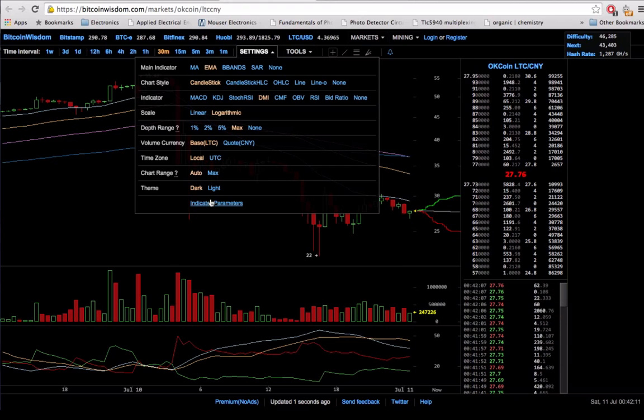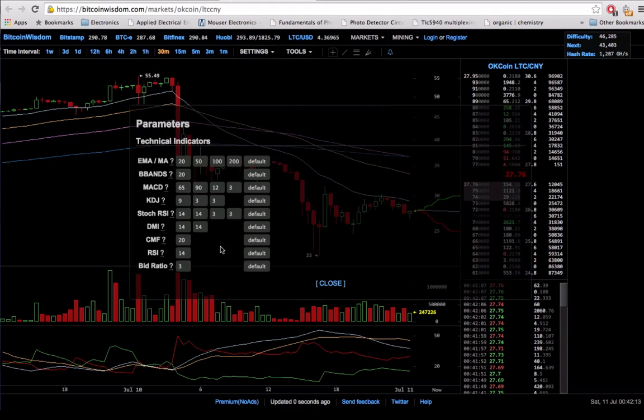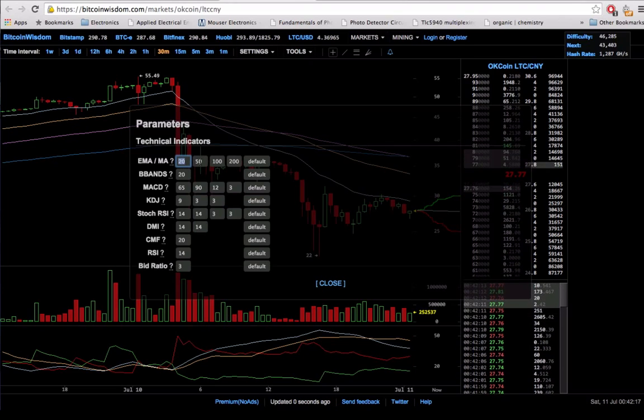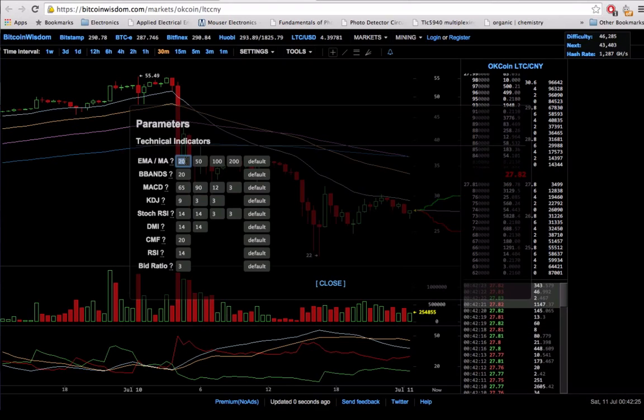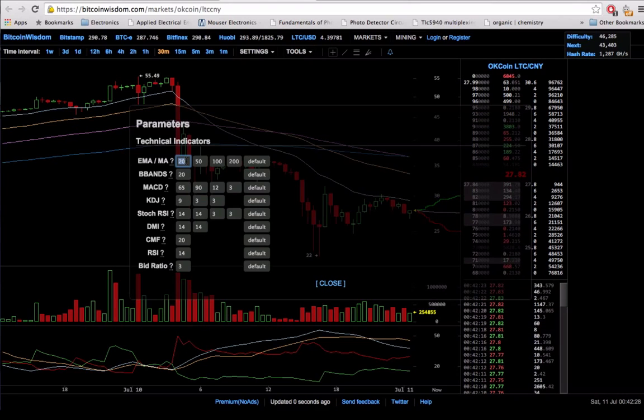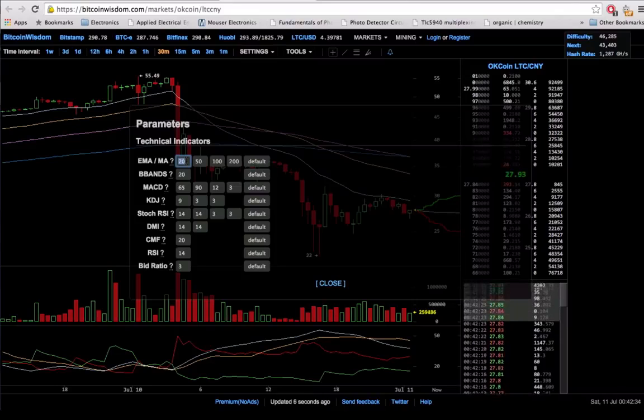So on Bitcoin Wisdom, make sure your EMA is turned on under settings. Go to indicator parameters. Use these values: 20 period, 50 period, 100 period, and 200 period. This all has to do with what time interval we're on. We're on 30 minutes right now, so 20 period is 600 minutes. 50 period would be 1,500 minutes. So it gives you the exponential moving averages on those time scales.